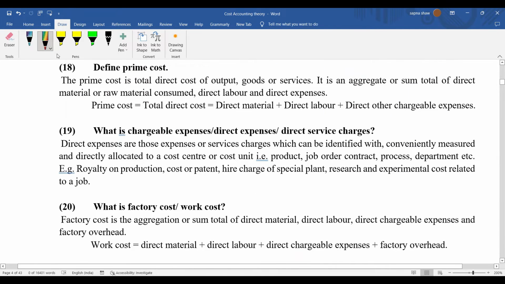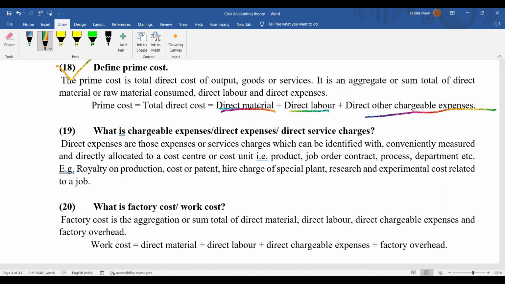Next is an important thing, what is prime cost? Prime cost we have discussed. Whatever is the total of material, meaning direct raw material, the total of labor and chargeable expenses, once we add these three together, we will get the prime cost. This is also called direct cost because these are the amounts we have incurred directly to produce the thing. That's why all the direct things are added together. So this is called prime cost.